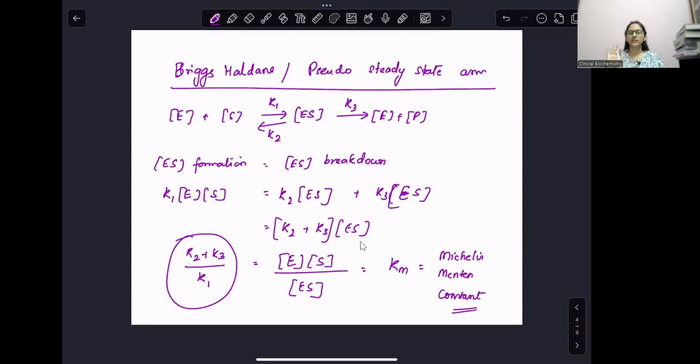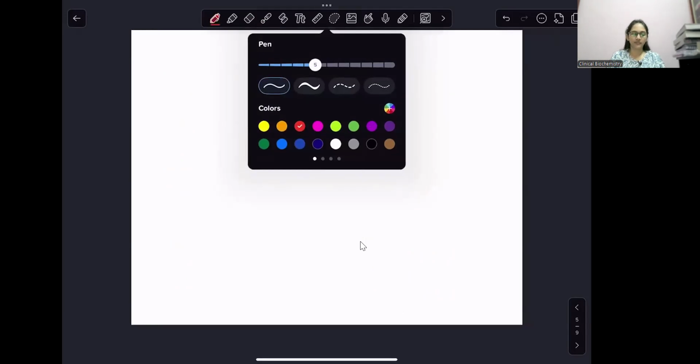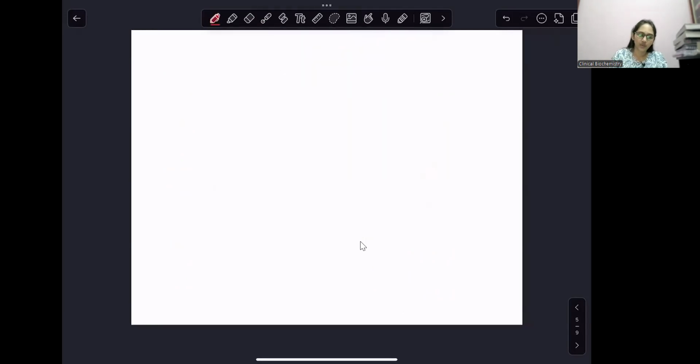Understood. Yes, so this is what Km is. So now we have derived the Michaelis-Menten constant. Now, how do we derive the Michaelis-Menten equation? Okay, now Km we know. Now, what is this velocity V0?